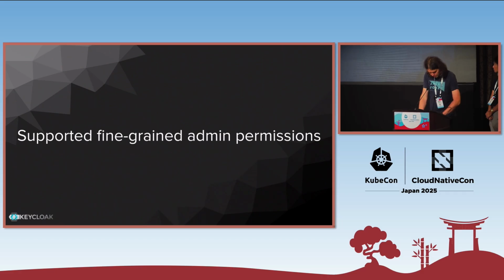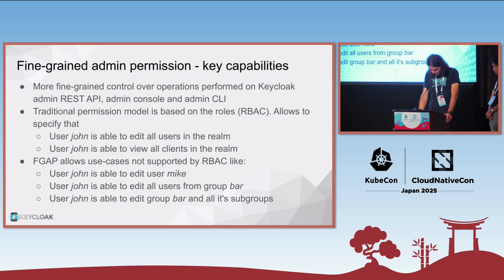So in this part, I will go directly to supported fine-grained admin permissions now. Fine-grained admin permissions is the feature which allows more fine-grained control over operations performed on Keycloak, the Keycloak admin REST API or admin console. The traditional permission model, which is based on roles, allows to cover use cases like, for example, user John is able to edit all users in the realm, or user John is able to view all clients in the realm.